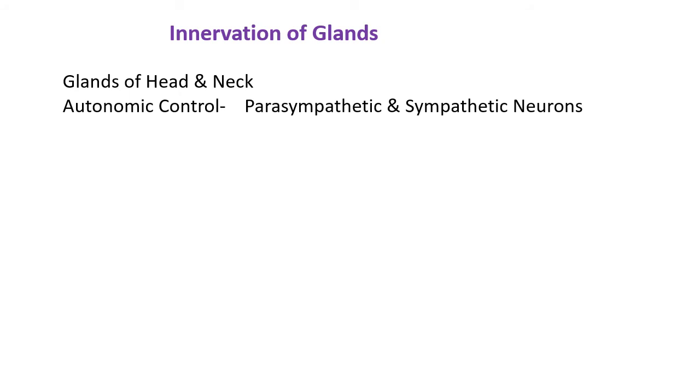Now, these are not under our voluntary control. So they have autonomic control. By autonomic control, we mean that they have the parasympathetic innervation coming to them as well as the sympathetic innervation coming. Now, the parasympathetic innervation means that it is secretomotor to these glands. That is, it is going to promote these glands to bring about their secretion.